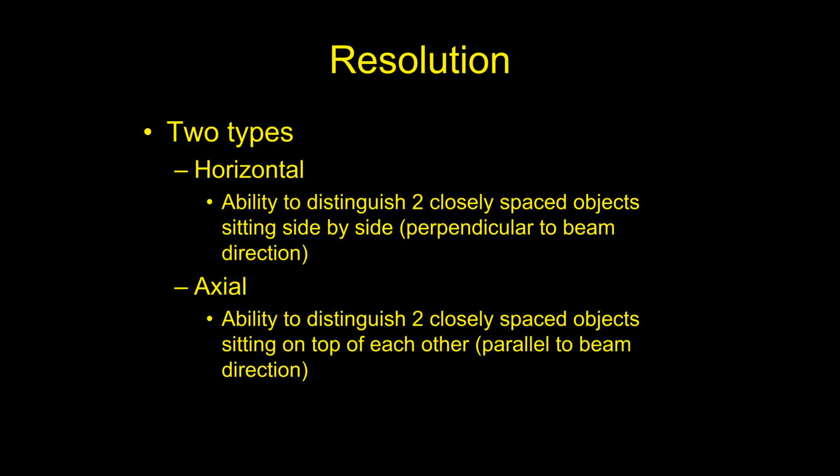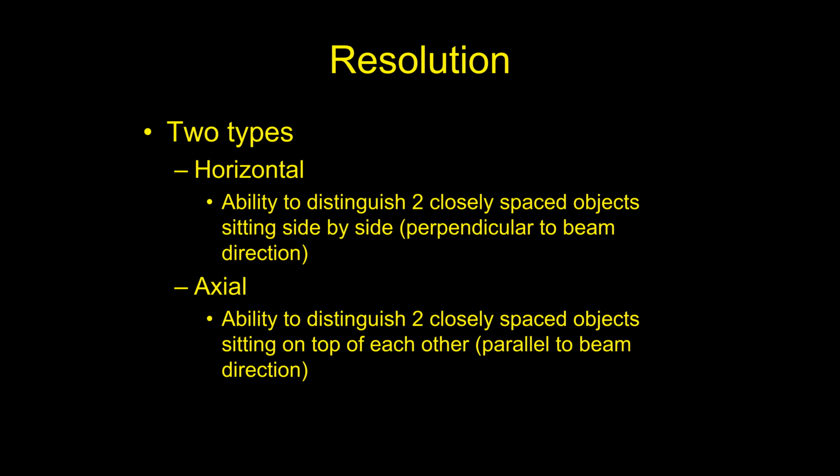So understand it this way. If I had my two dots right in here on the horizontal plane, and they become so close together, you probably wouldn't be able to tell that there's two dots. It looks like one big one. That's on the horizontal, so horizontal resolution is across the plane of the animal. When they become closer and closer together, we still would like to be able to resolve that there's two dots. Axial resolution is when they're stacked on top of each other.